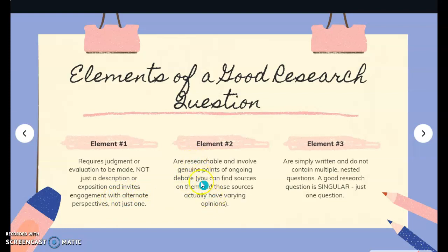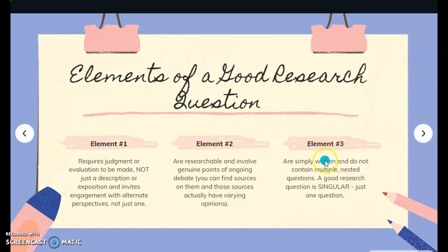The second thing is that research questions have to be researchable. We talked about this a little bit, that you need to be grounded in stuff that is out there that people could actually look up. And they need to involve genuine points of ongoing debate. So this means people still disagree about this. For the most part, things like do vaccines cause autism have been settled in the research community. There are not credible scientists who are still engaged in that debate. And so I would say it doesn't involve genuine points of ongoing debate anymore.